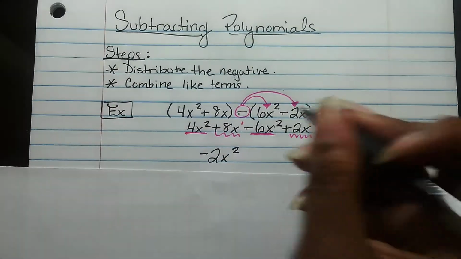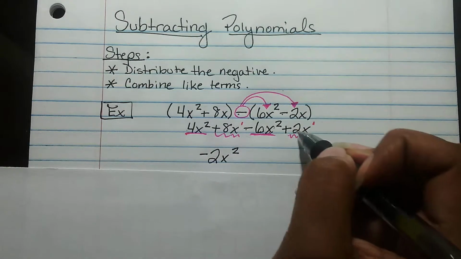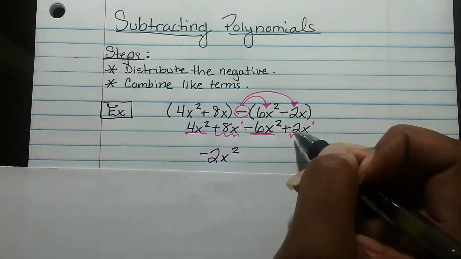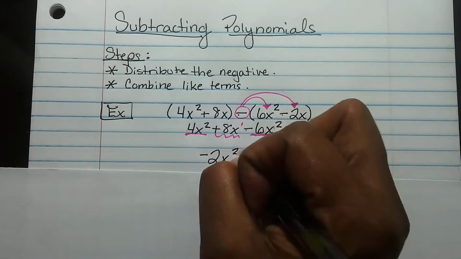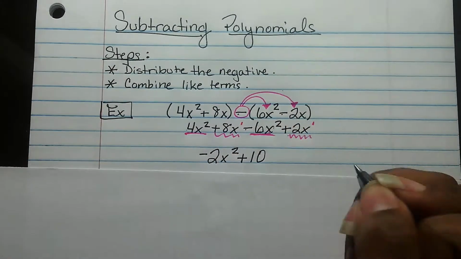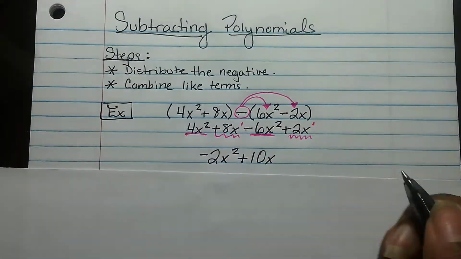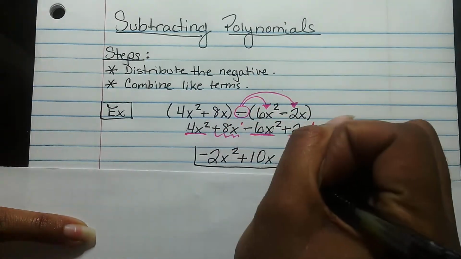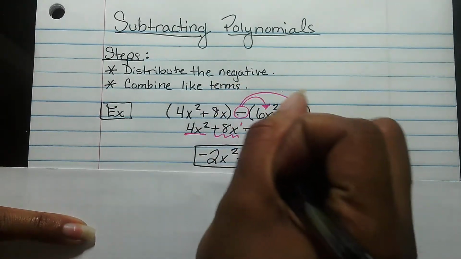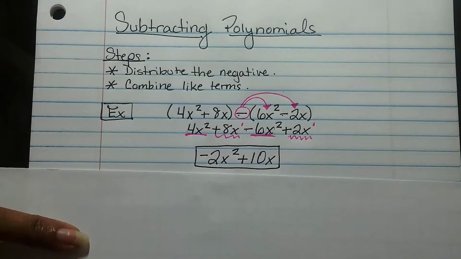So put those two together. We're done with those. Now for these two, again, just look at the coefficients. It's a positive 8 and a positive 2. So what is 8 plus 2? 8 plus 2 is 10. So plus 10, and they both have an x, so we need to keep the x. And that is it. We have just subtracted these two binomials.